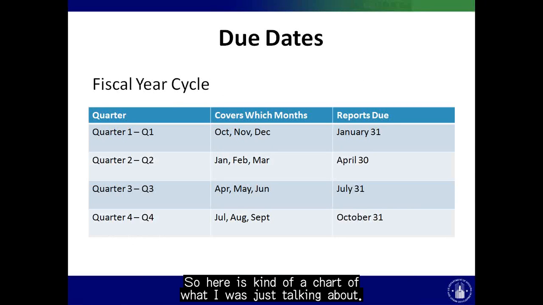So here's a chart of what I was just talking about. This indicates the due dates for both reports. If you look at it, under quarters you have quarter 1, 2, 3, and 4, and then it will tell you which months it covers and when the reports are due.